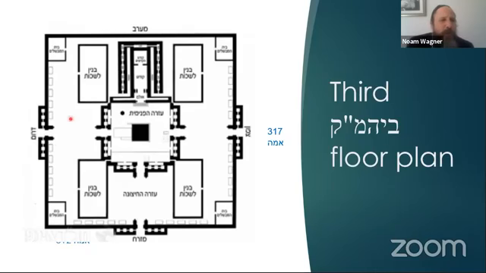There's also the porch, but that, be'ezras Hashem, we will learn about tomorrow. The porch in the second and in the third Beis Hamikdash.